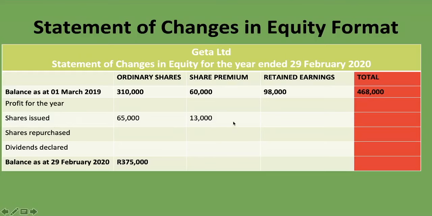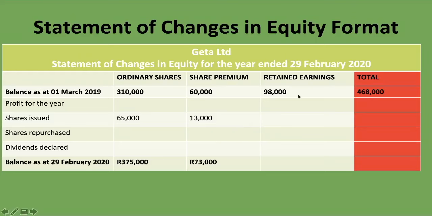Remember, when you issue shares, that is when you charge a share premium, and that is why it goes to that row. And there was nothing on shares repurchased, and dividend declared, obviously, as I mentioned, goes to retained earnings. So we're just going to add the 60,000 Rand plus 13,000 Rand, and it gives us 73,000 Rand as it is in the statement of financial position at year end.